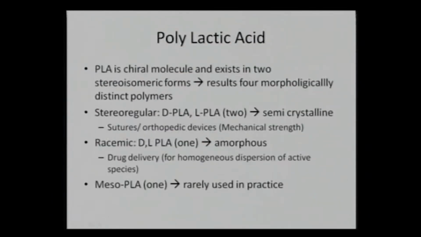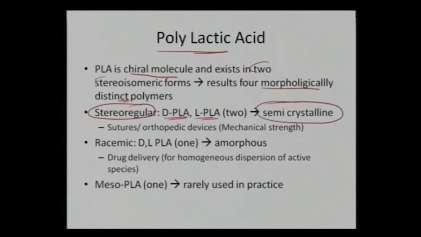On the other hand, polylactic acid is a chiral molecule, and it occurs in two stereoisomeric forms, which form 2 into 2, that is 4, morphologically distinct polymers. One can be stereoregular. It has two forms, which can be DPLA or LPLA, and they are semi-crystalline in nature. It can be racemic, which is D,L-PLA, which is much more amorphous, and it can also be meso-PLA, which is rarely used in practice.